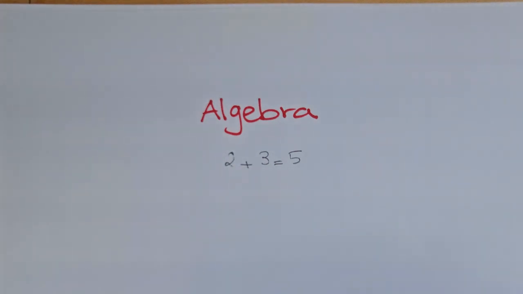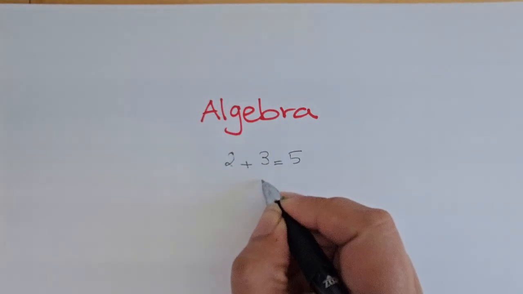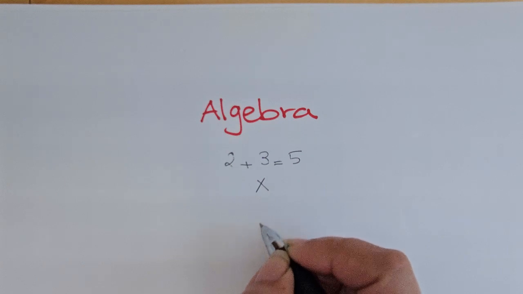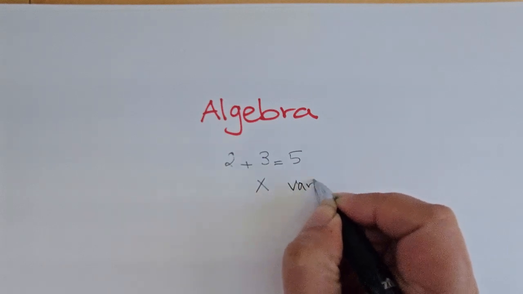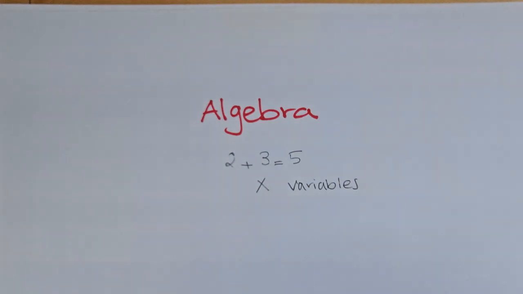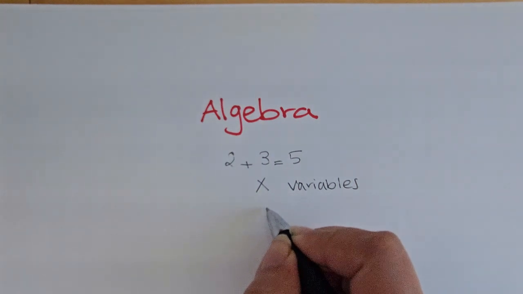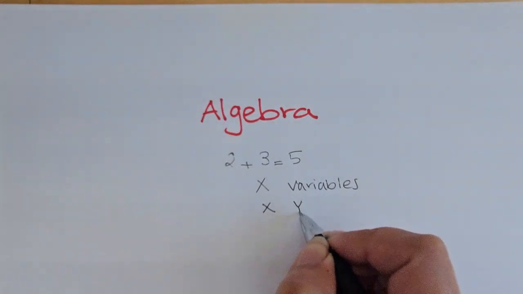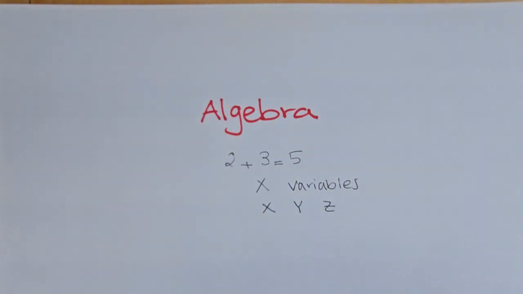Variables in algebra are actually letters. Letters are called variables because their value keeps on changing. Okay, so let me give you an example. X, Y, and Z, these are three different variables.